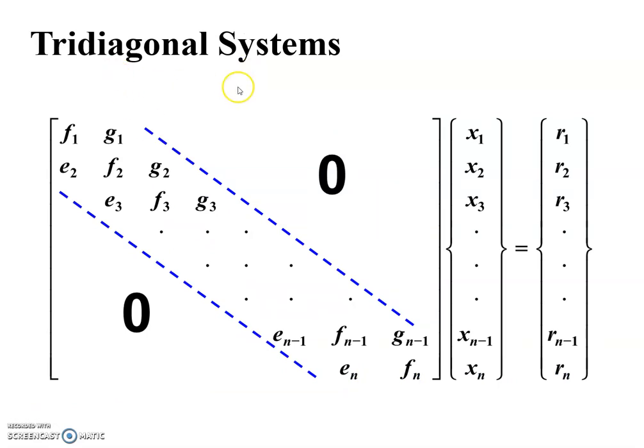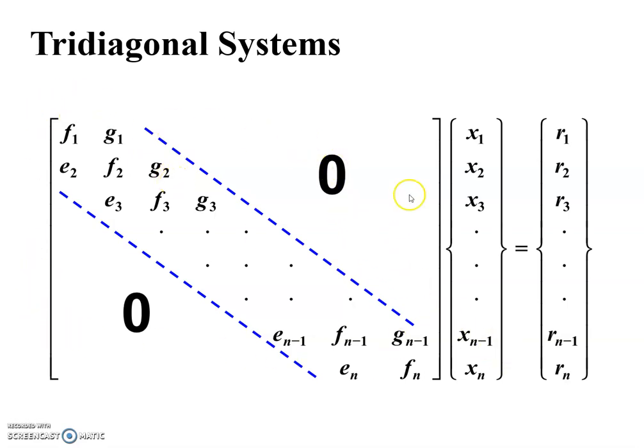This is a typical example of a tri-diagonal system. In the tri-diagonal system, you have elements like this. The diagonal elements in this notation are represented by f1, f2, f3. The elements under the diagonal are represented by e2, e3. There is no e1 because the e elements start from the second row. Similarly, the elements over the diagonal are represented by g1, g2, and g3.